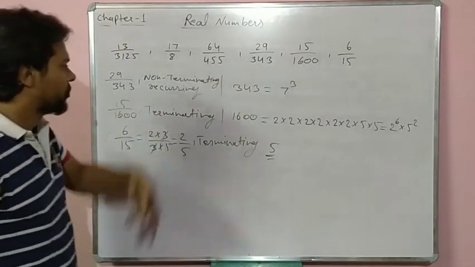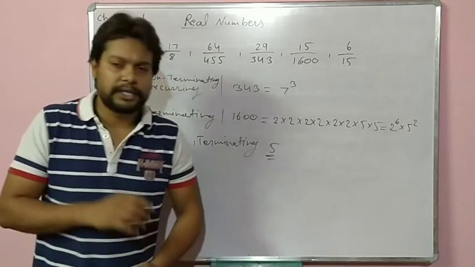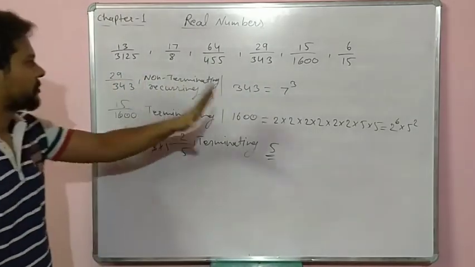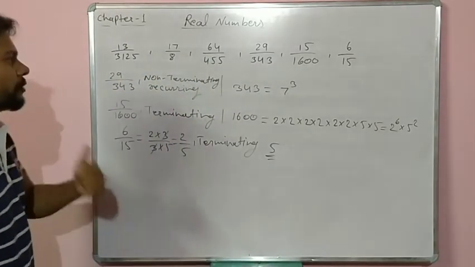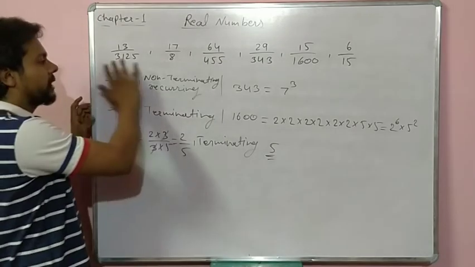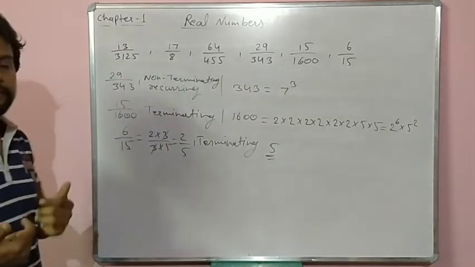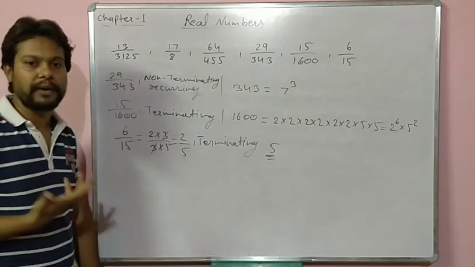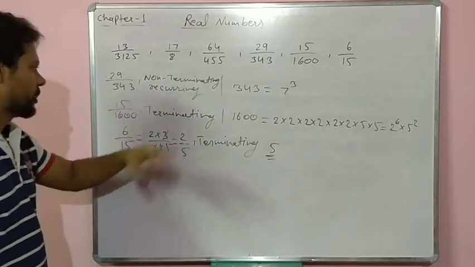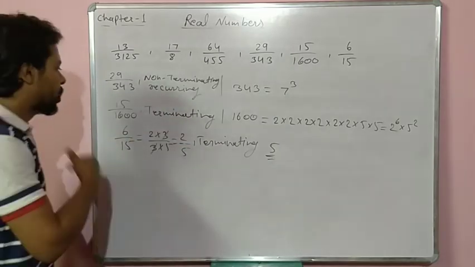Alright, that's how you can find out whether the rational number will have terminating decimal expansion or non-terminating recurring decimal expansion by checking its denominator, whether it is of the form 2 to the power m into 5 to the power n. Okay, if it is, it is terminating, if it is not, then it is non-terminating.